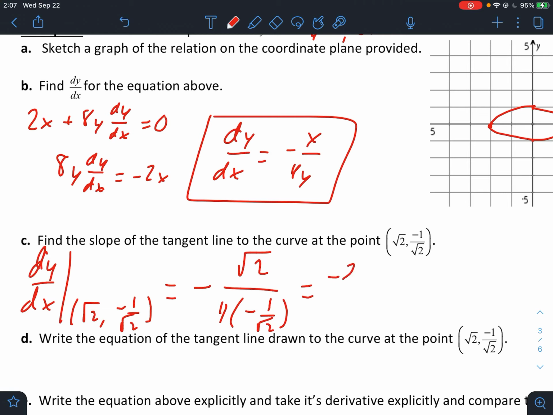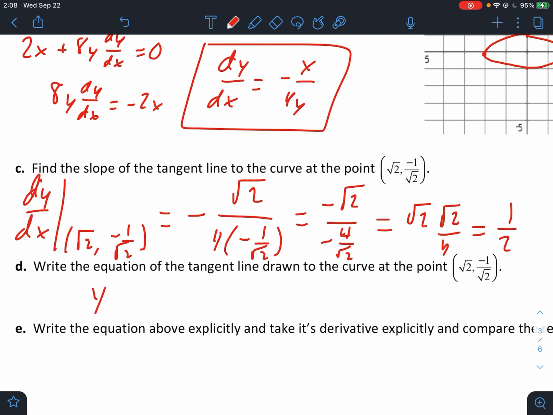So that's negative root 2 over negative 4 over root 2. And if you flip and multiply that, negative over negative will cancel to a positive. We would get root 2 times root 2 over 4, which is 2 over 4 or 1/2. Okay, then for C, easy now to do this. Our tangent line would be y plus 1 over root 2 equals 1/2 x minus root 2.